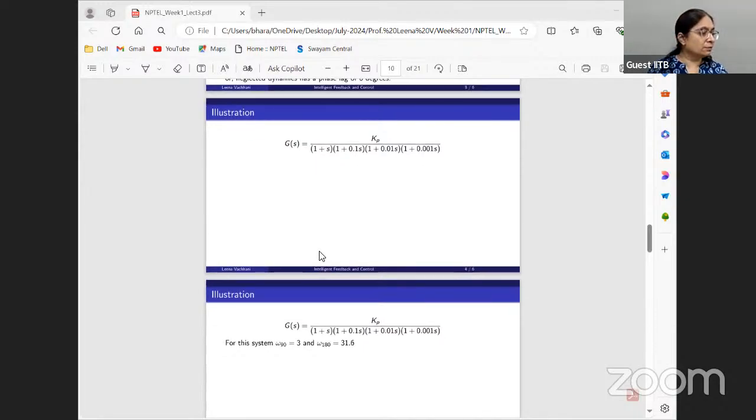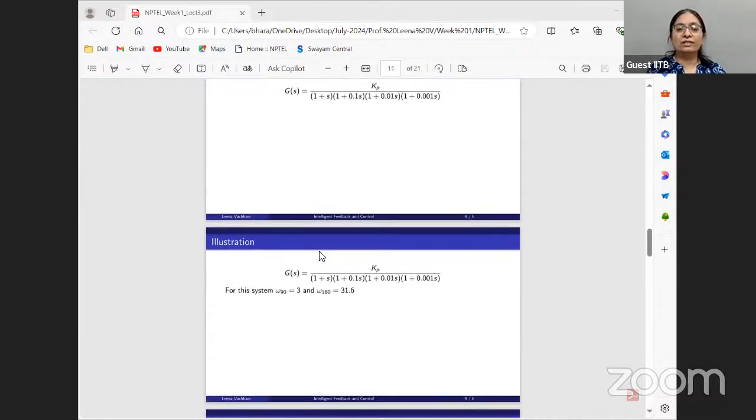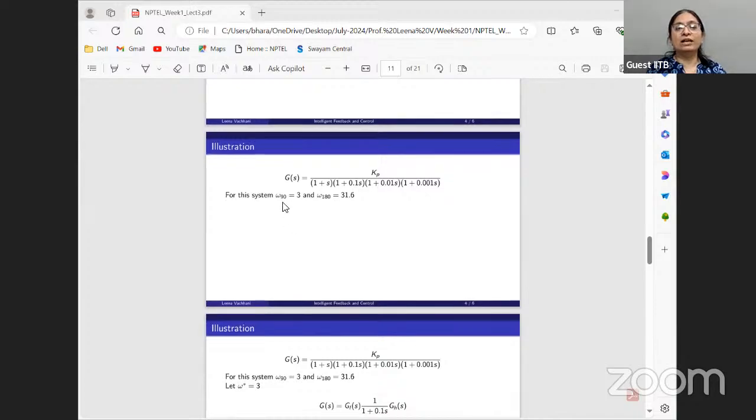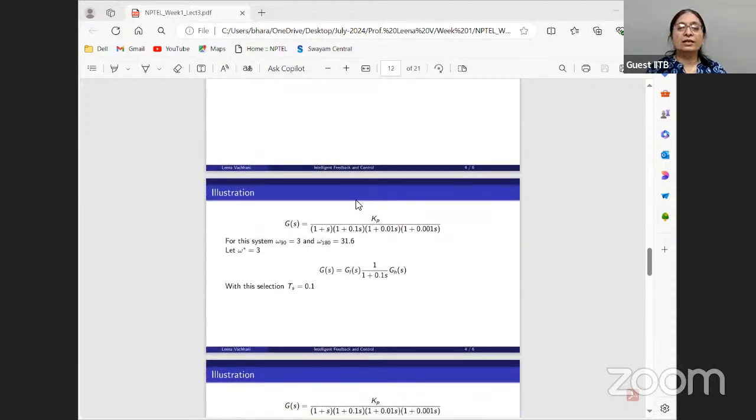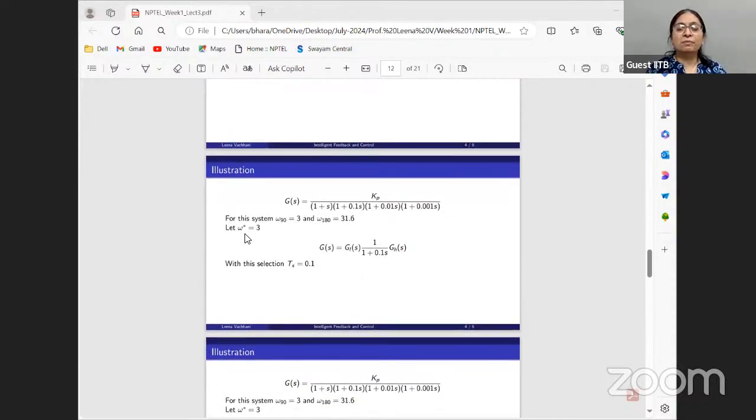I'll just quickly cover this example once again. Omega 90 is 3 for this particular example, and omega 180 is 31.6. So then you can consider my omega star, where I want to break this, since my frequency of operation omega star is 3. So what is 3? 1 by 3, you consider 2 pi by T is equal to omega. So where I want to break is 1 by 1 plus 0.1 s.